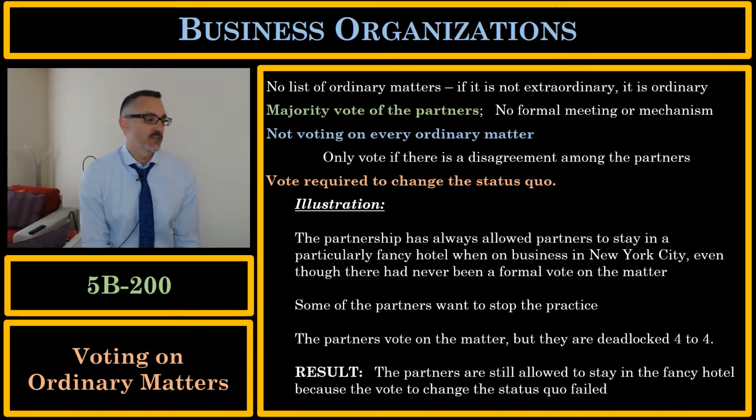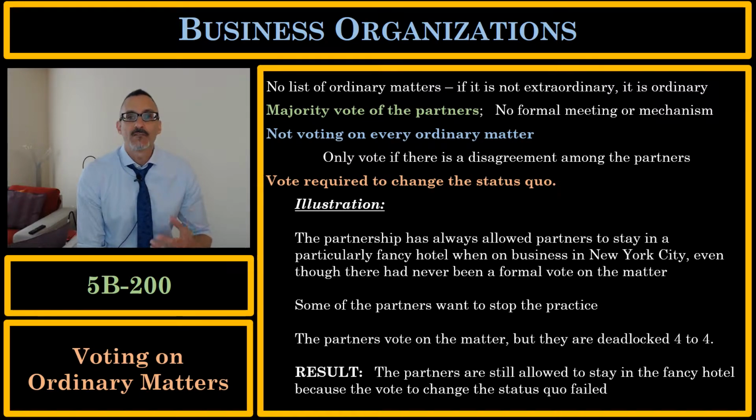So here's an example. Imagine in our partnership, our partners often travel to New York City for partnership business, and when they do, it has been customary to stay in a particularly fancy and particularly expensive New York City hotel. Some of the partners want to stop this practice, and so they bring it to a partnership vote. The partners vote on the matter, but they are deadlocked 4-4.